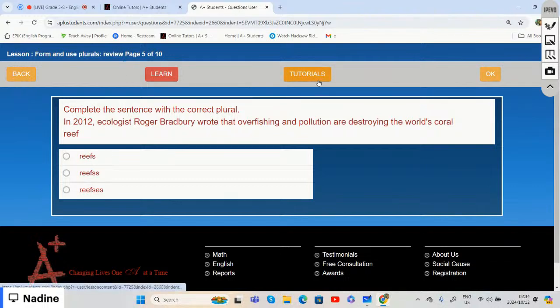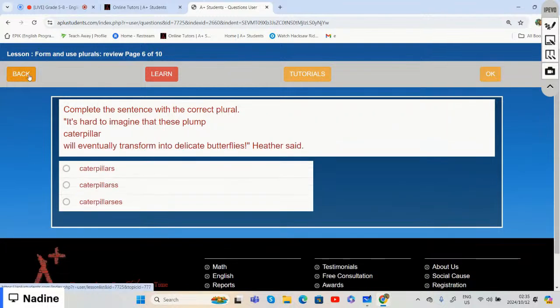So in 2012, ecologist Roger Bradbury wrote that overfishing and pollution are destroying the world's coral reef. We need to give the plural form of reef. What is the plural form of reef? And the plural form of reef is reefs with an S, not VES. All right.